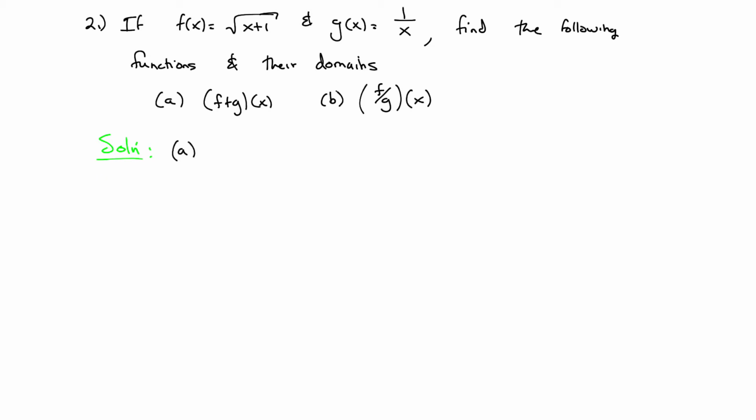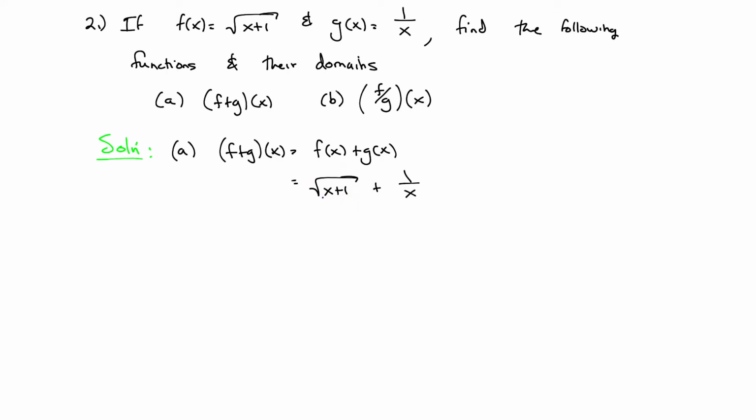For part A, we have f plus g of x, which is defined to be f of x plus g of x. So in this case, that would be the square root of x plus 1 over x. And we can't really simplify that too much. If we wanted to, we could probably find a common denominator, but that's not too necessary.